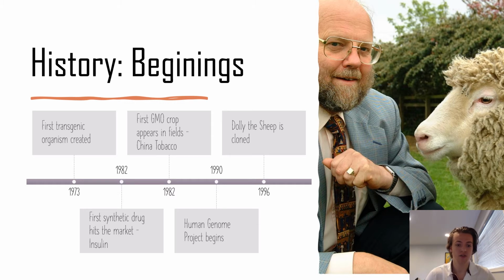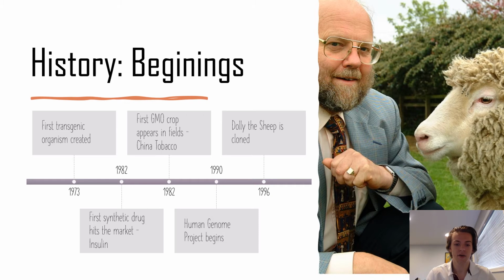Next, in 1982, we have the first synthetic drug. If you remember in the video I showed in the beginning, humulin was created using bacteria injected into the insulin, which was insulin, and it was very popular. It still is very expensive. It's usually what we use today if you have diabetes. Also in 1982, the first GMO crop appears in Chinese fields, which is Chinese tobacco that they engineered to be resistant to insects. Again, pesticides would be used less in this case, which was a plus.